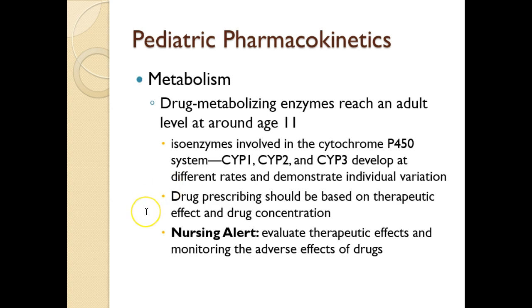Also, the enzymes don't reach adult levels until age 11. And the different P450 systems, because there are different subsystems like CYP1, CYP2, and CYP3, will develop at different rates, so it will really vary. So what do we do with this situation? We just have to have close monitoring of drugs, and we have to evaluate their therapeutic effects or their possibility for toxicity.